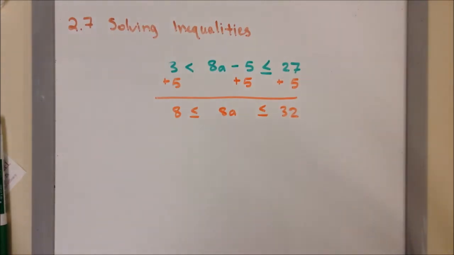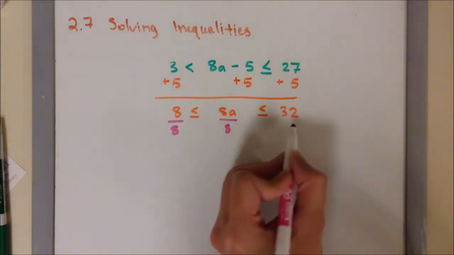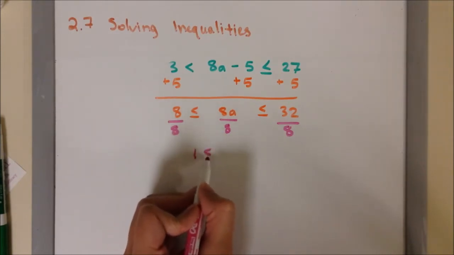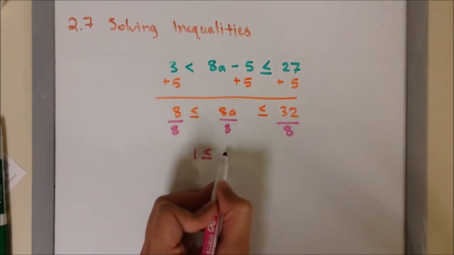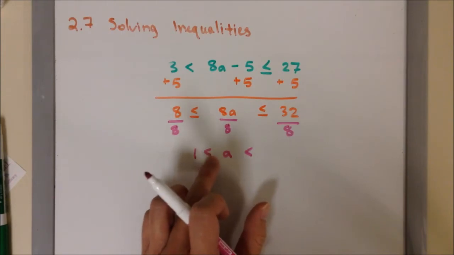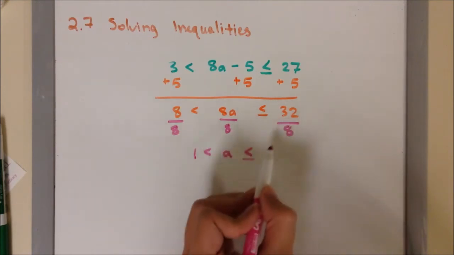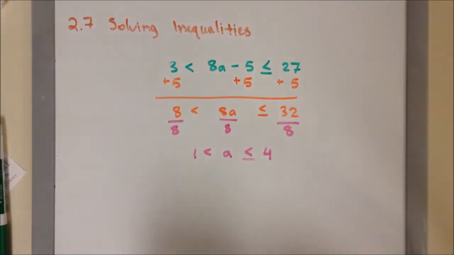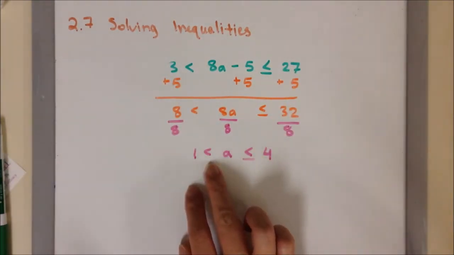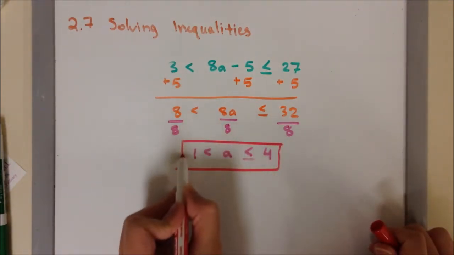And then to get a by itself, I'm going to divide in the middle by 8, divide the left by 8, and divide the right by 8. So 8 divided by 8, that's 1. Bring down my inequality sign. 8a divided by 8, it will be 1a, or just a. Bring down my inequality sign. And then 32 divided by 8 is 4. So make sure you match up with your inequality sign. So my solution is 1 less than a less than or equal to 4. That's my solution.